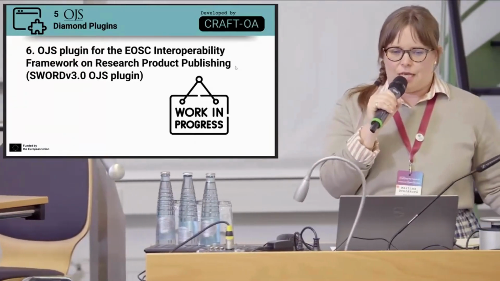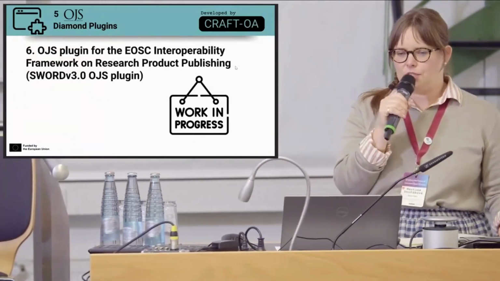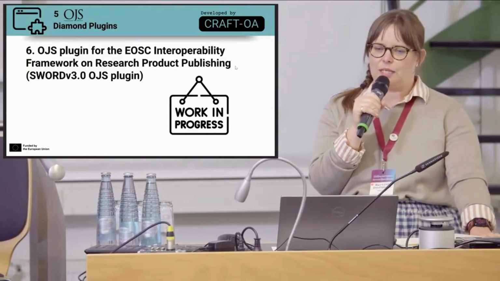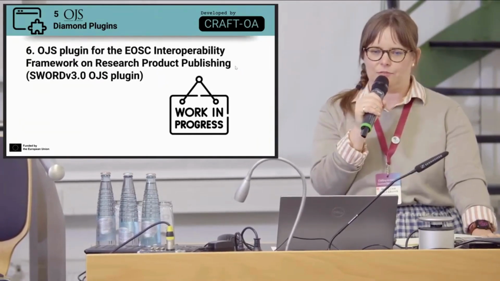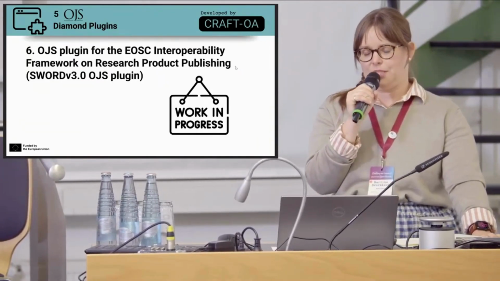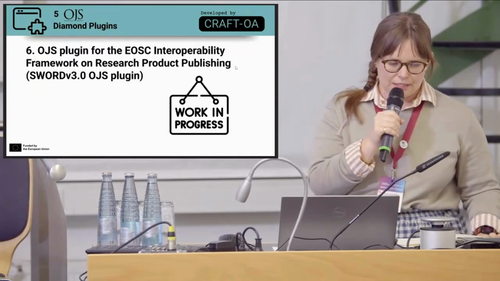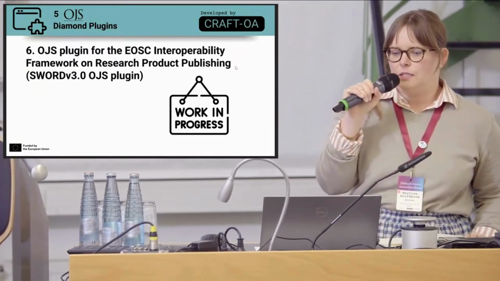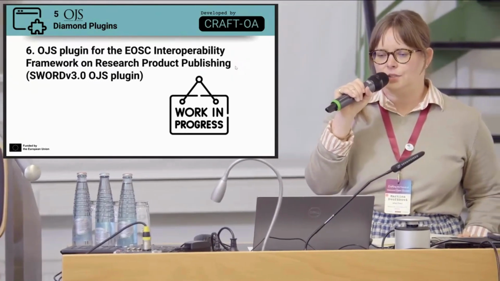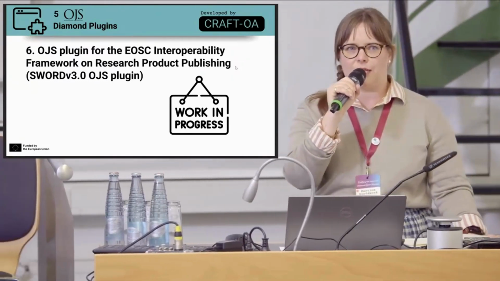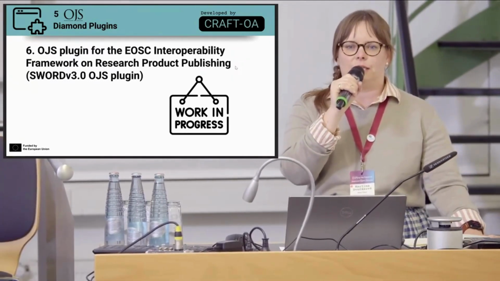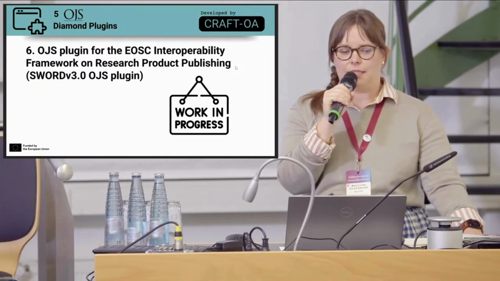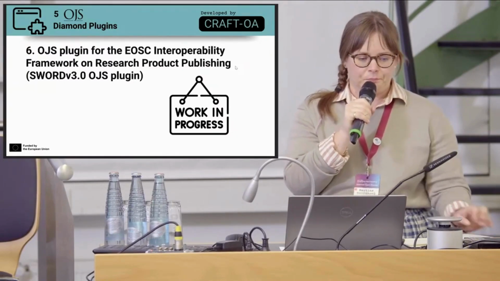We have also the last one, which originally was called the OJS plugin for the EOSC interoperability framework on research product publishing. Very long title. The new title will be SWORD version 3 OJS plugin. It's under construction. It's being developed right now, and hopefully this one will be ready by the end of October.